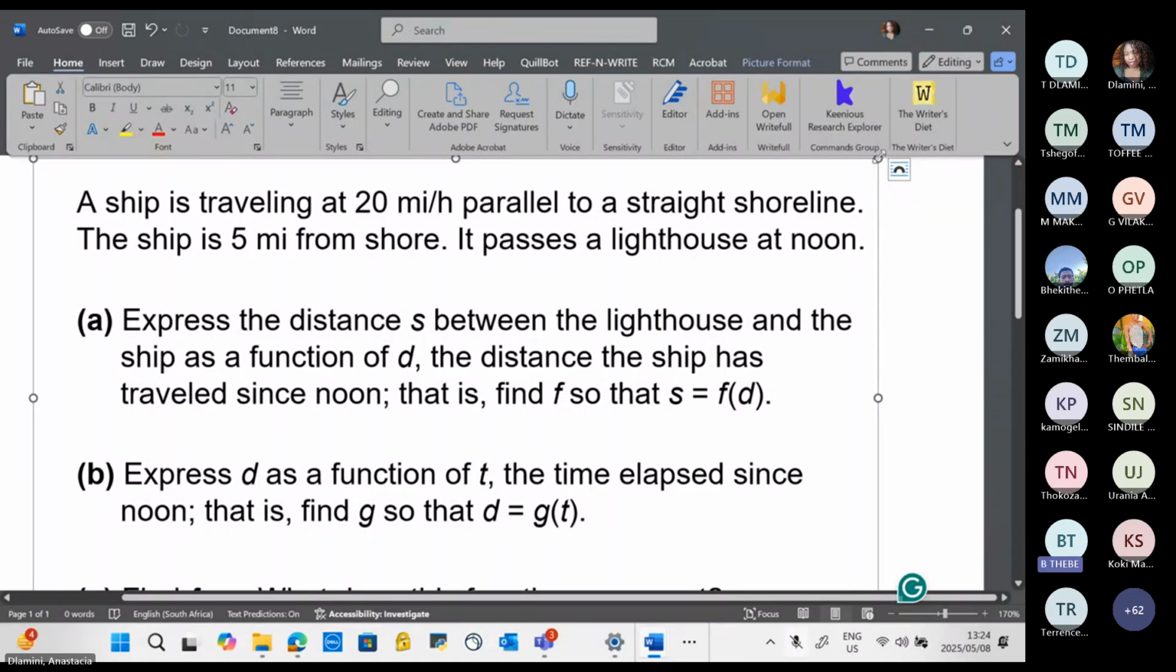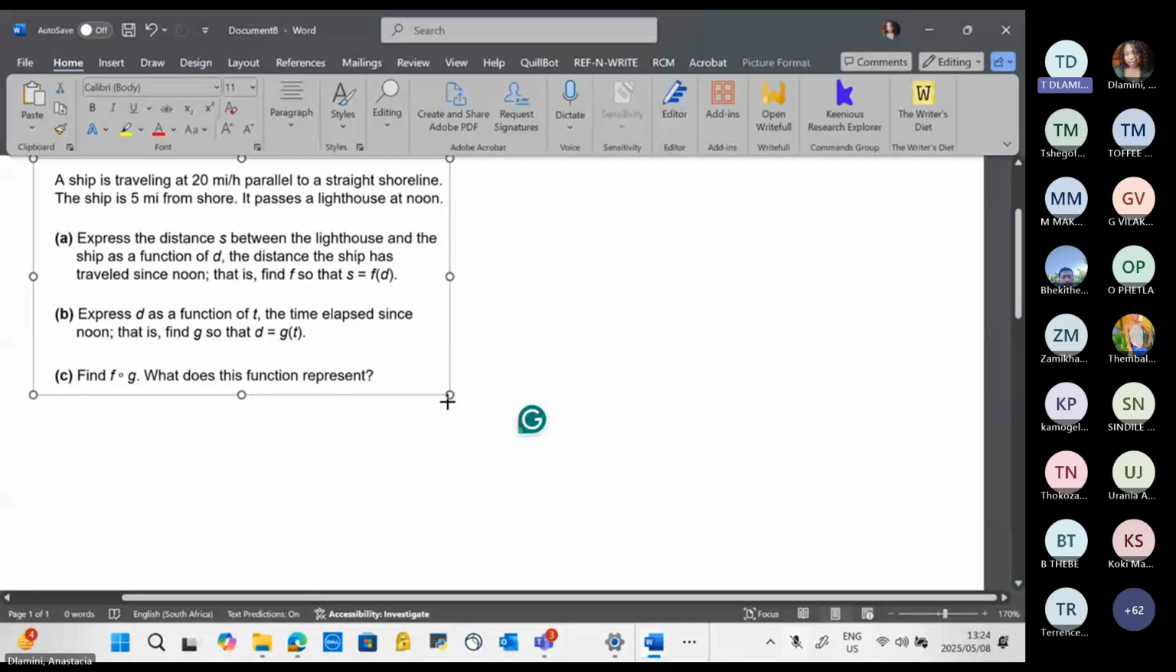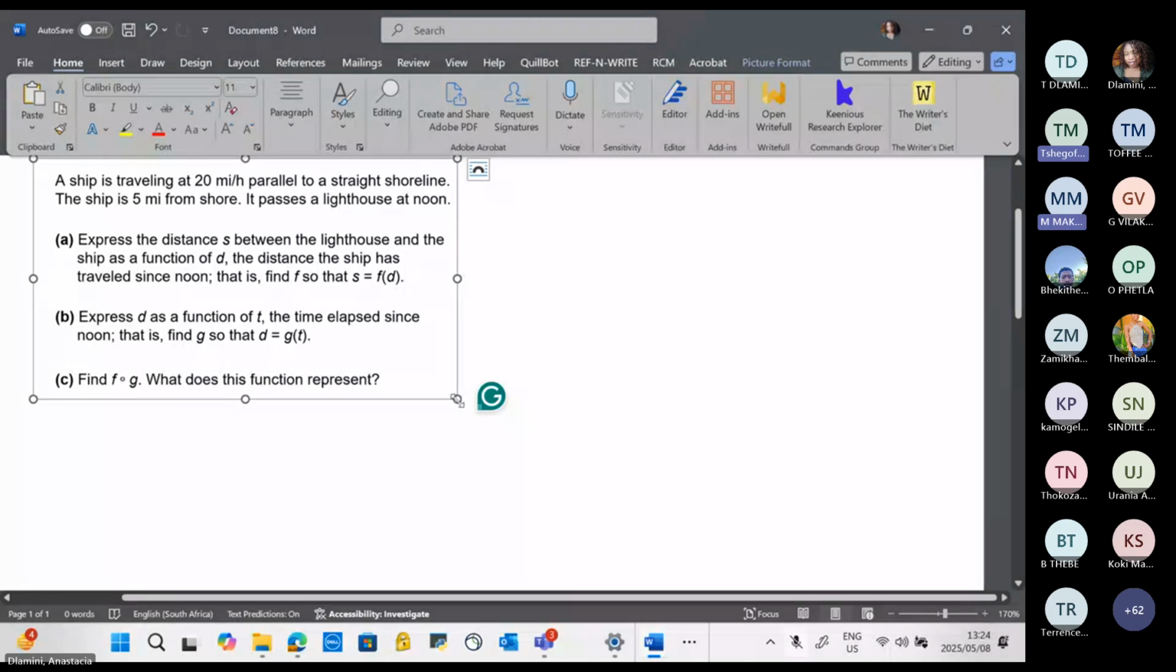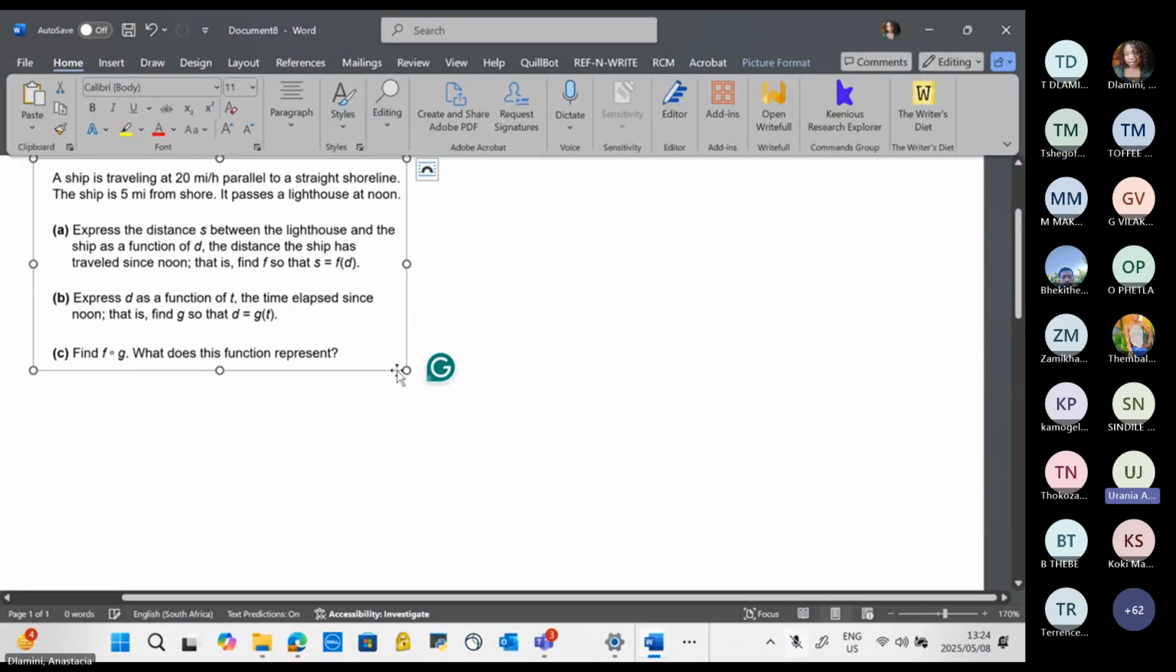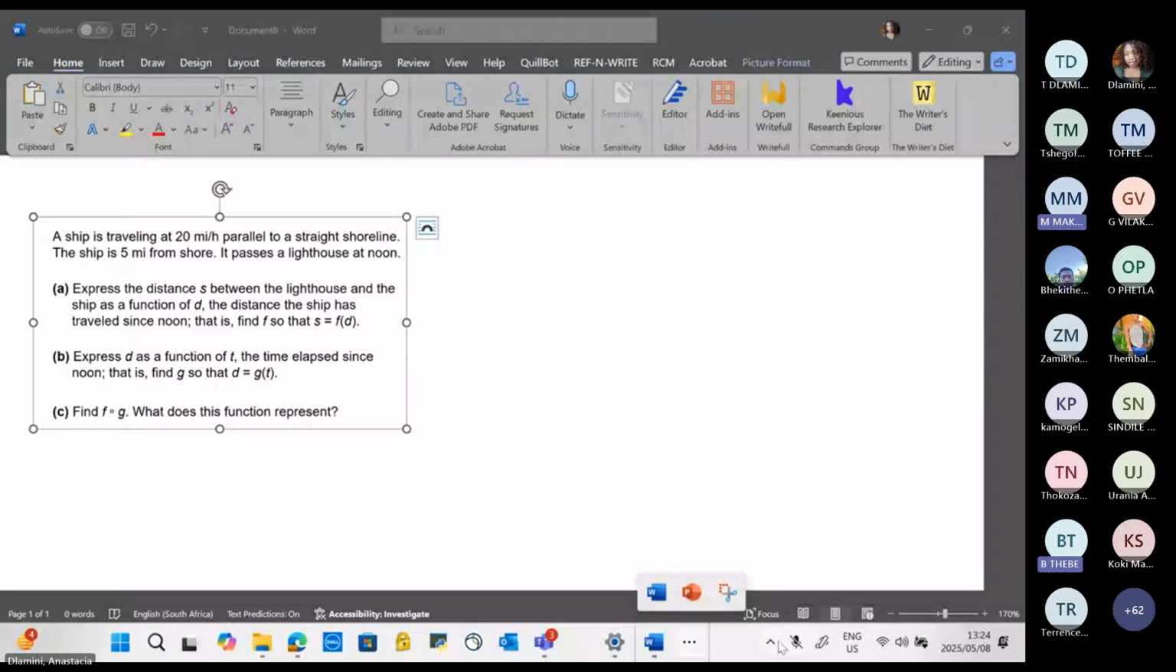Express the distance. Are we supposed to convert it, or should it be like that? The 20 miles per hour is not the distance, it's the speed the ship is traveling at. The ship is 5 miles from the shore. So we have the distance, which is delta x, 5 miles, and the speed at which the ship is traveling is 20 miles per hour.